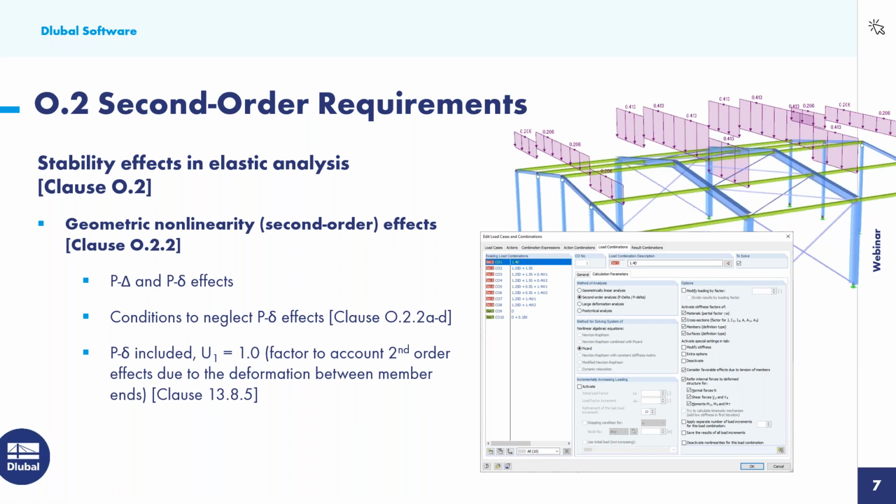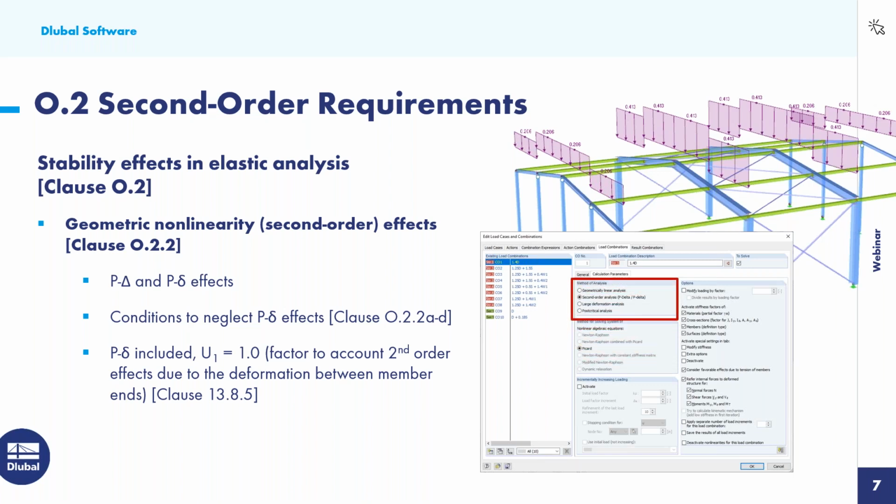And this U1 is an amplification factor used in Clause 13.8 for member strength and stability design. It's applied to the required moment force, and it's a factor to account for second order effects due to the deformation between the member ends. So it makes sense that if we can account for P little delta, then we're going to probably increase this factor so that we can consider it in the design portion instead. Now, again, as I mentioned before, we saw this dialog box over on our right.